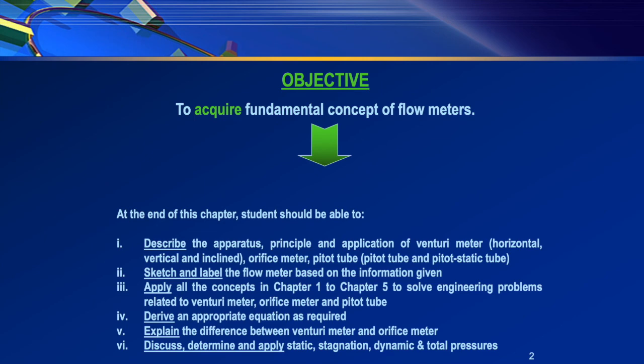Next is to derive an appropriate equation as required from Bernoulli's equation. You will derive an equation up to what the objective of the question is. For example, the question wants you to find the velocity, or maybe the question asks you about the elevations or the height of the manometer from chapter 2. So you have to apply the concepts from chapter 2 into chapter 6. That's why chapter 6 is much more about application, and you have to remember all the previous chapters. Make sure you understand chapters 1, 2, 3 and 5 well, because if you have problems understanding those chapters, you will have serious problems solving the questions in this chapter.